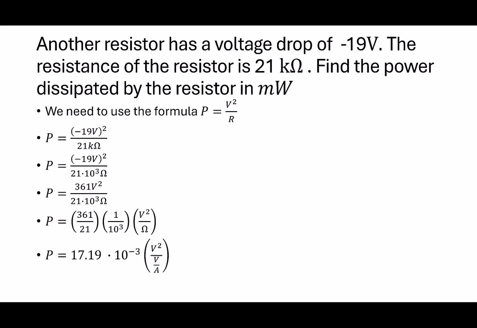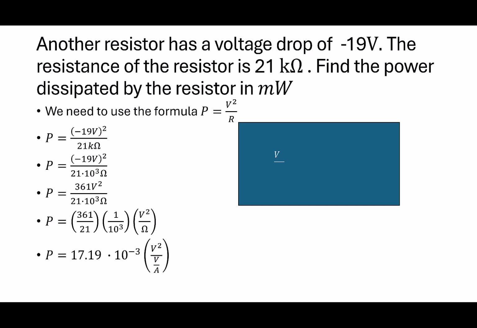361 over 21 I'm going to write as 17.19. 1 over 10 cubed is 10 to the negative 3, thinking an exponent in the denominator is really a negative exponent. Then instead of V squared over the ohms, I'm going to write V squared over V over A.